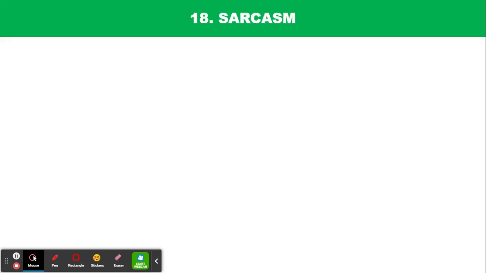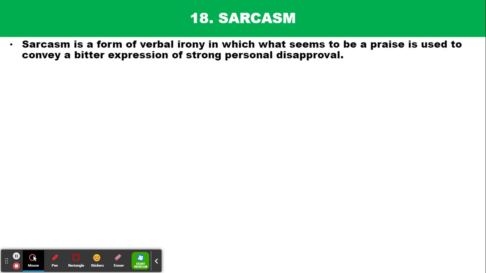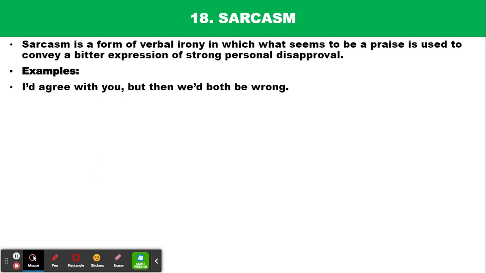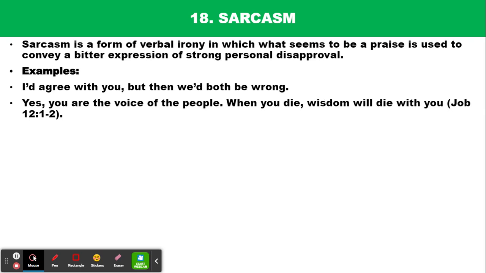Number 18, sarcasm. Sarcasm is a form of verbal irony in which what seems to be a praise is used to convey a bitter expression of strong personal disapproval. For example, I would agree with you, but then we would both be wrong, you see? Or, yes, you are the voice of the people. When you die, wisdom will die with you. You find this sarcasm in Job chapter 12, verses 1 and 2.